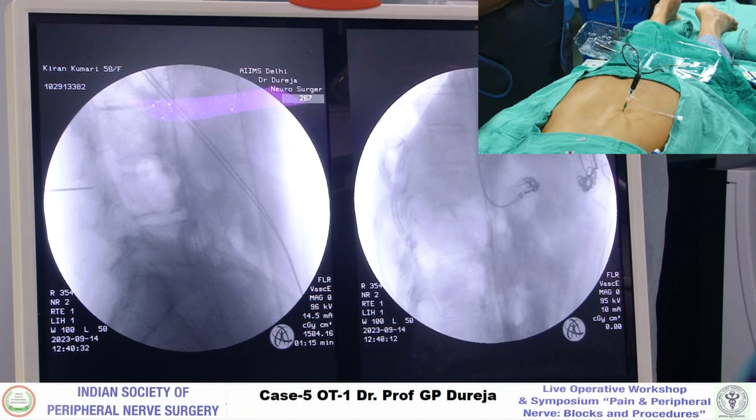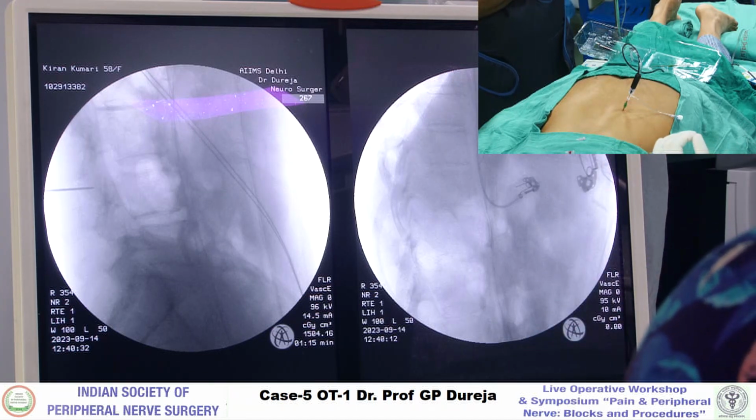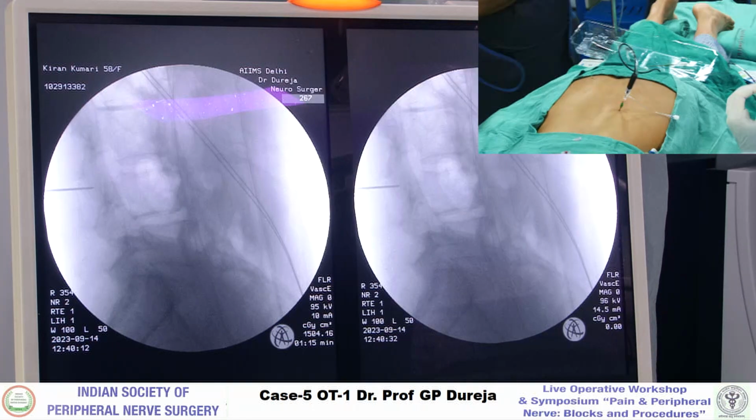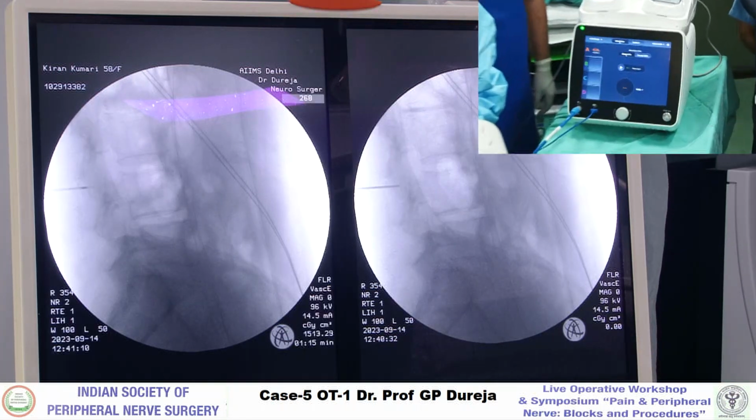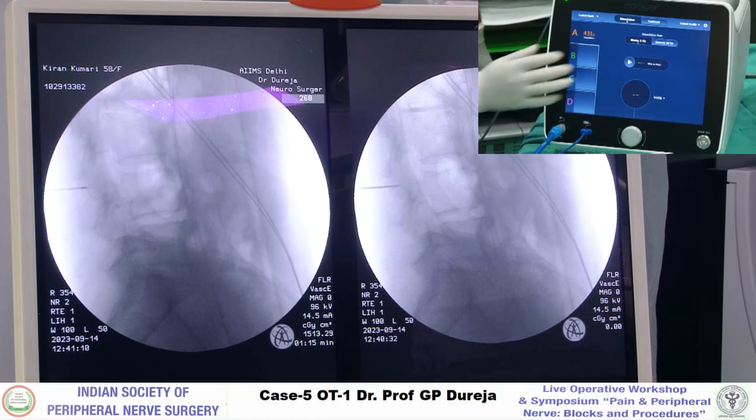Impedance 420, 418. So absolutely fine. ठीक है जी. So do the sensory now. Sensory.